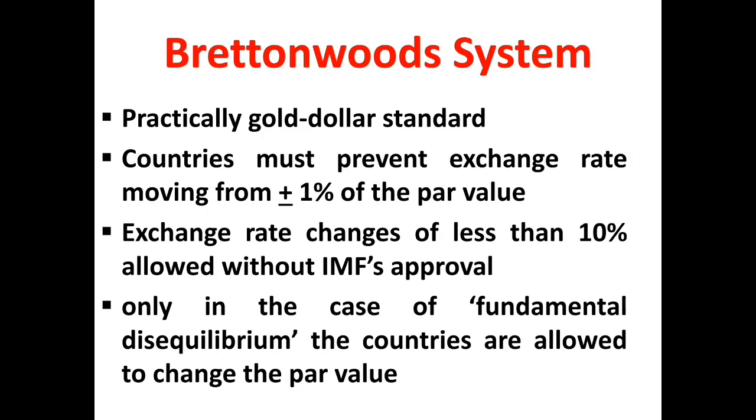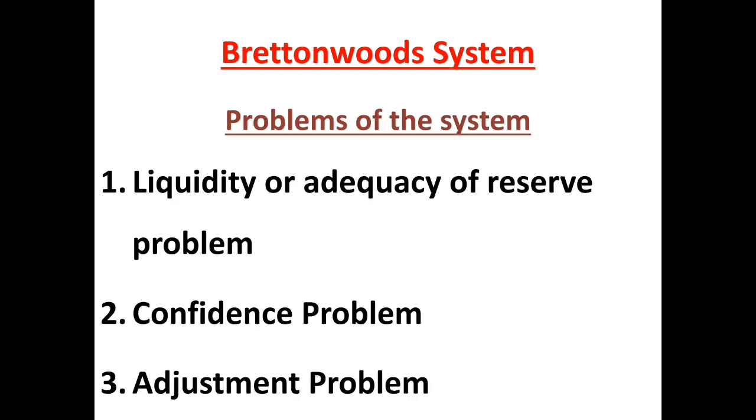Practically a gold dollar standard, because countries were keeping their forex reserves in the form of either gold or dollars, because the dollar was obviously convertible to gold. Higher changes in the exchange rate would be allowed only when countries were facing a fundamental disequilibrium, with the approval of the IMF, even though exchange rate changes of less than 10% can be done even without the approval of the International Monetary Fund.